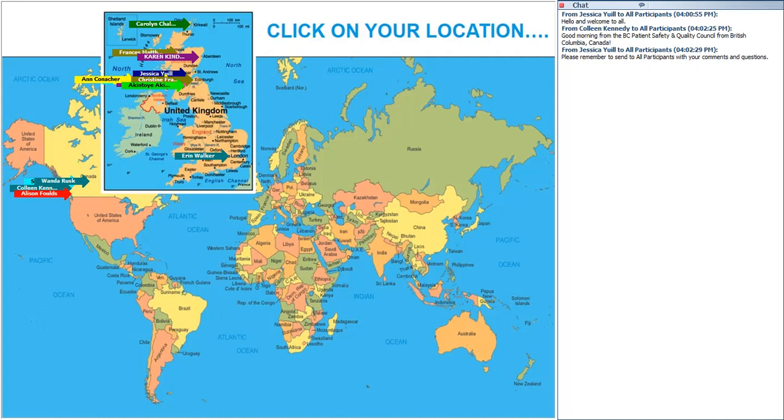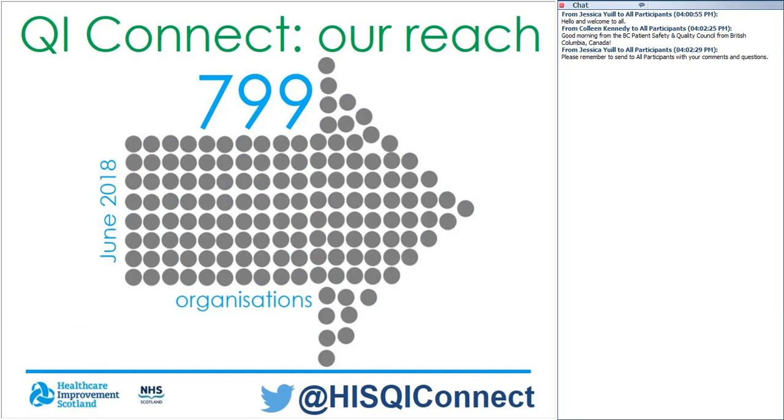Okay, so I'm now going to hand you back over to Simon, who's going to tell you a little bit more about our QI Connect series and the organisations and countries that are now joining in. Well, I'm delighted to say that we now have 799 organisations joining us for QI Connect. So we need one more organisation, and then we'll get into the next century. And we did say that this was going to be fun. So the fun hasn't ended yet.